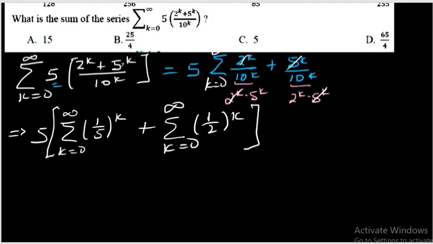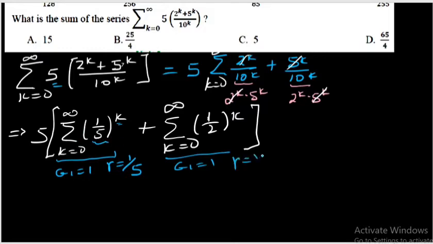So when you observe both of them, the addend here, this is a convergent sequence, because g1 will be 1. If you insert 0 in place of k, it will be 1 over 5 the power of 0, which is 1. The same thing here also, the g1 will be 1. The common ratio for the first addend is going to be 1 over 5. Since it is simplified, the common ratio will be the one which is found in the bracket. You can check by inserting 0, 1, and then divide. The same way, the common ratio here will be 1 over 2.